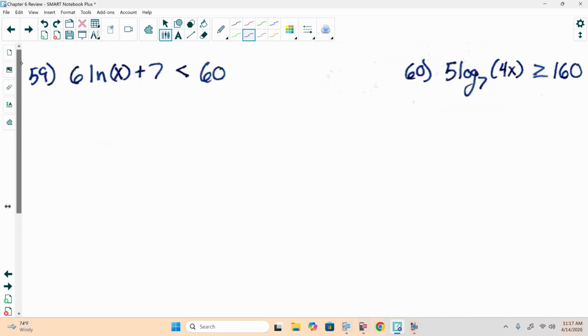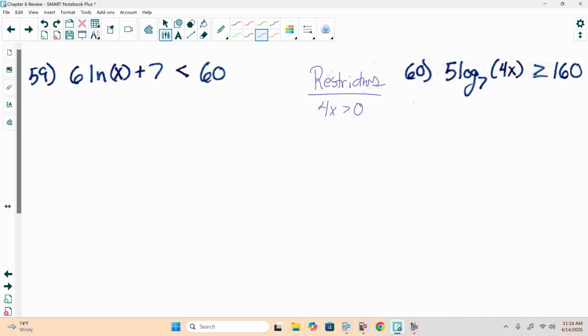Next one we're going to look at is number 60. 5 log base 7 of 4x is greater than or equal to 160. Again, since we're starting off with logarithms, we will need to look at the restrictions, which is just telling me what's inside the logarithm has to be greater than 0.